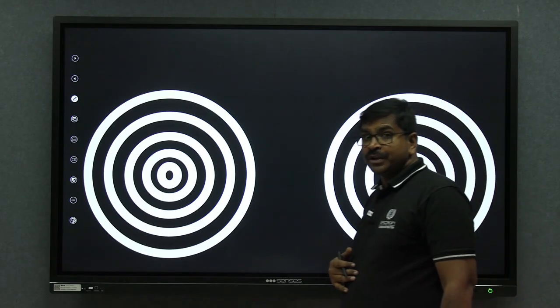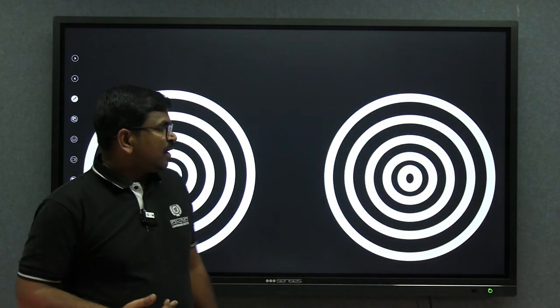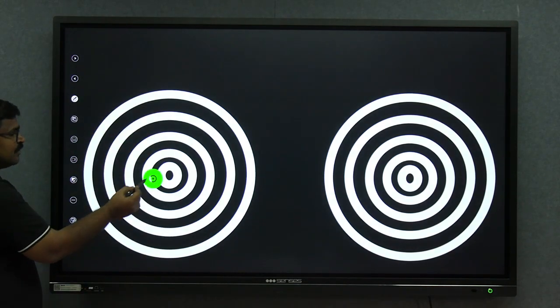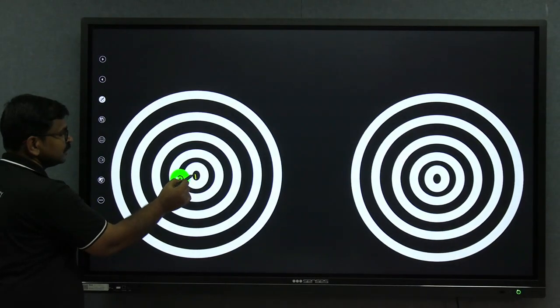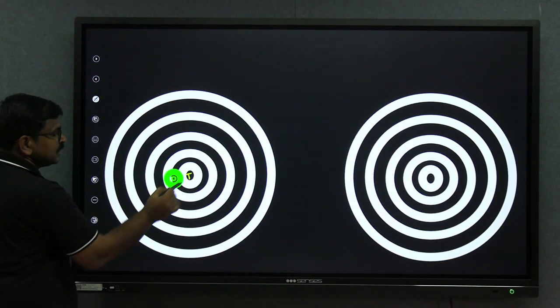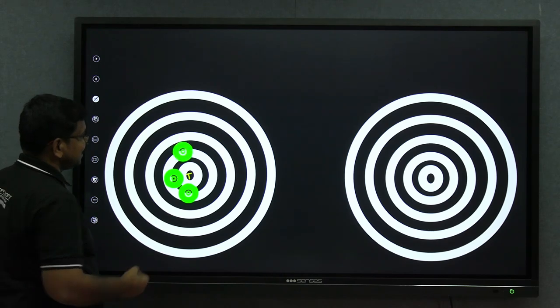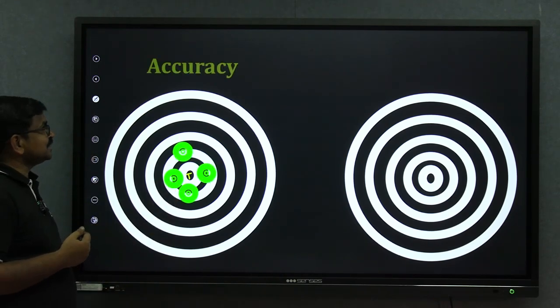Let us discuss accuracy and precision with this example. Shooting. Suppose you are trying to shoot here. Here the spot is very near to, this is actually the true value. What is this one? True value. And it is very near. It is very near. So all are very near. So it is accurate.